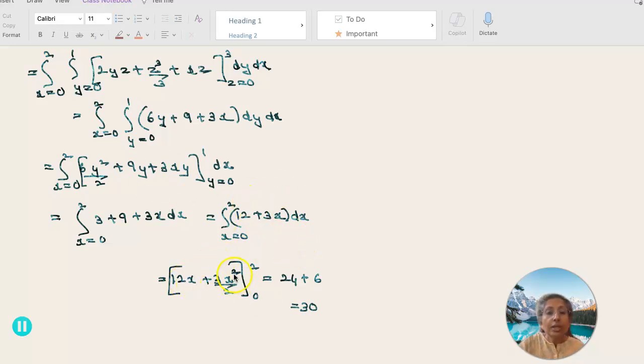Integrating, we get 12x plus 3x squared by 2 within the limit 0 to 2. Substituting the limits, you get 24 plus 6. That is 4 into 3, 12 by 2, which is 6. So your answer is 30.